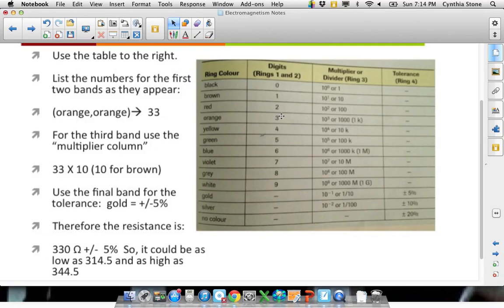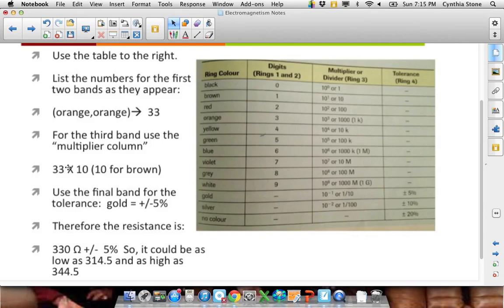So it's 33. The third band was brown, and the third band is what we call the multiplier. So if you go down to brown and come across to multiplier, it means you're going to multiply it by 10, right there. So you take your 33 multiplied by 10, and that gives you your answer, which is 330. That's the resistance. And then the final band, the gold, ours in the lab are all silver, but this one's saying gold, and it's down here. The fourth ring refers to the tolerance.